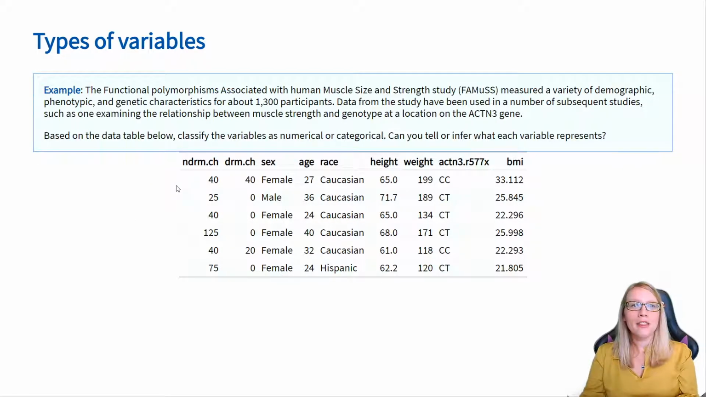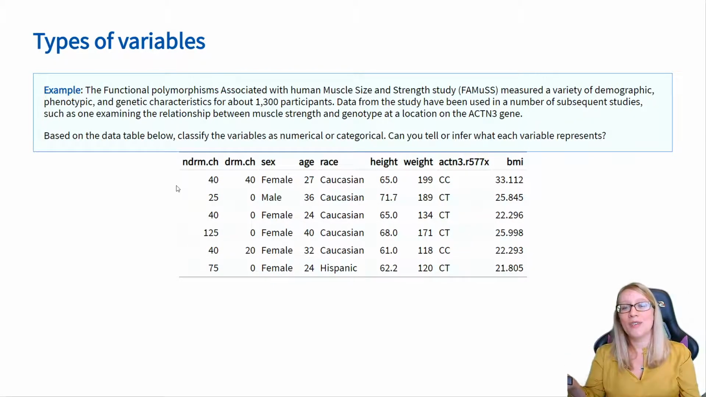Let's take a look at another data set. So the functional polymorphisms associated with human muscle size and strength study. One thing you'll notice with these health studies, by the way, is some weird capitalization sometimes or some strange word structure, all to get a nice acronym. It's all about the acronym in the health sciences. So this is the FAMOOS study. This study measured a variety of demographic, phenotypic, and genetic characteristics, and we've got roughly 1,300 participants.